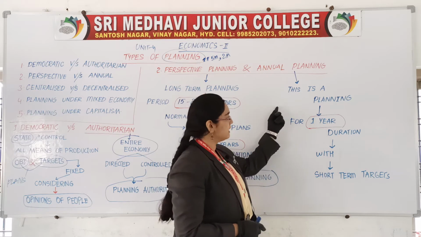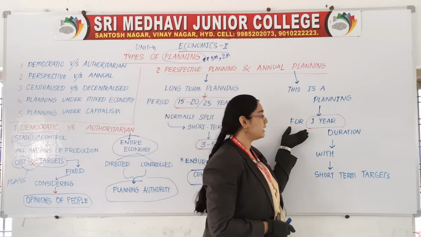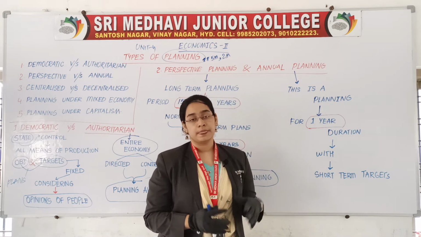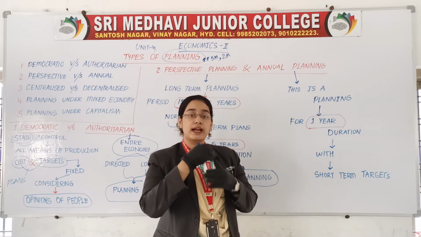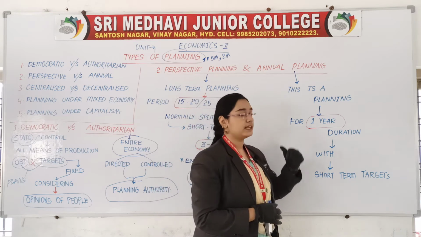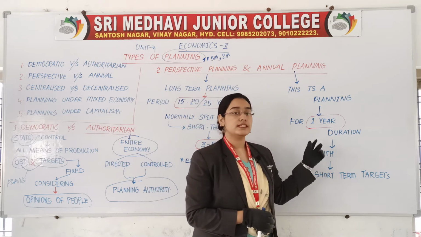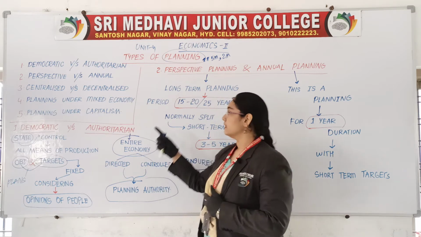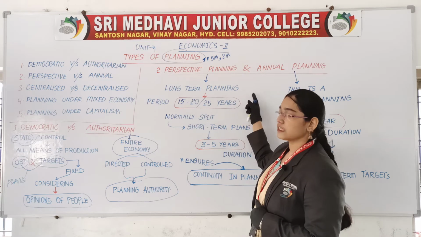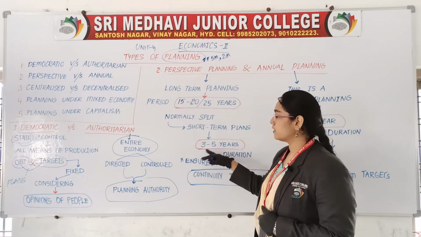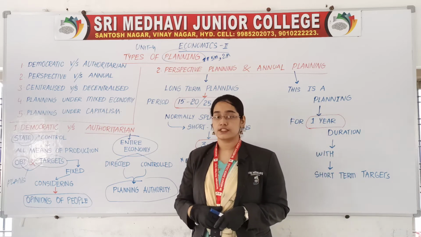Alright. So this is a planning for 1 year duration with short term targets. In short term, how many targets you can fulfill, that plan will be made for only 1 year. Then perspective planning is a long term planning of 15 to 25 years and short term plans of 3 to 5 years. 2 points are done.